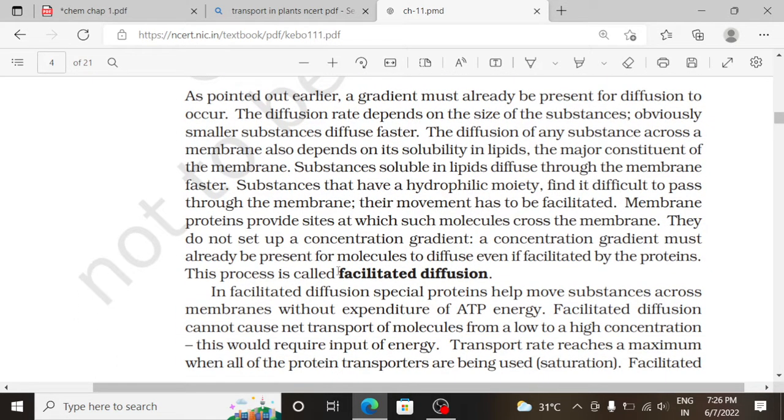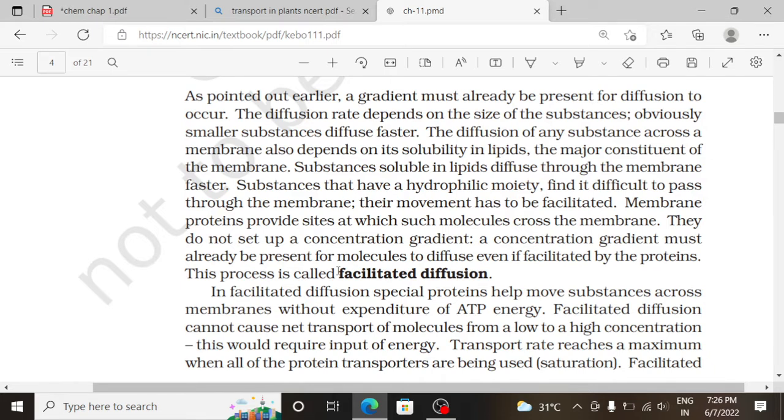Facilitated diffusion. As pointed out earlier, a gradient must already be present for diffusion to occur. The diffusion rate depends on the size of substances. Obviously, smaller substances diffuse faster. The diffusion of any substance across a membrane also depends on its solubility in lipids, the major constituent of the membrane. Substances soluble in lipids diffuse through the membrane faster. Substances that have a hydrophilic moiety find it difficult to pass through the membrane. Their movement has to be facilitated.